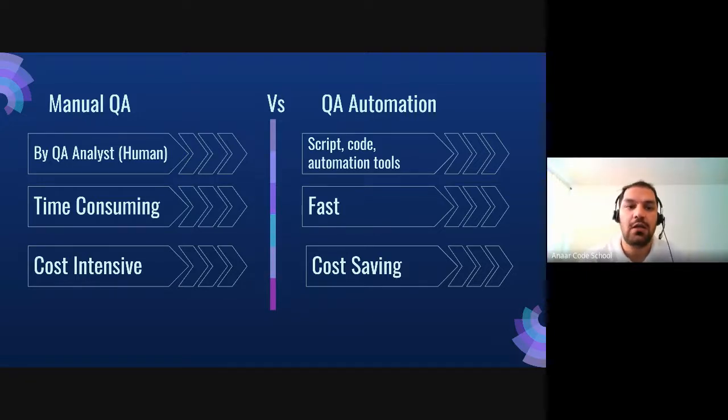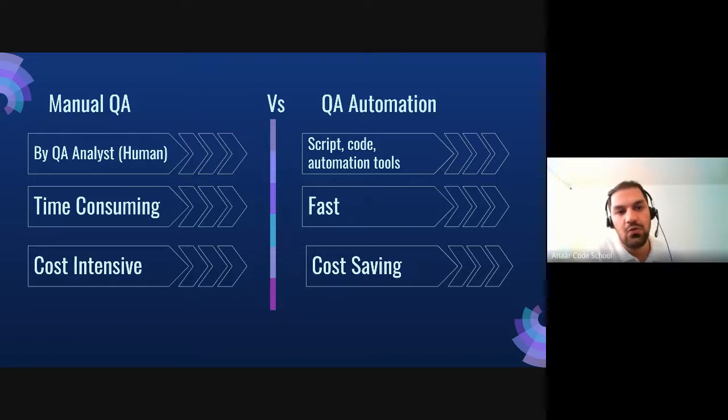And that's why the role of QA is so important. Every company has heavily invested in quality assurance, because they are hiring hundreds and thousands of people to test their software before it gets to the market. That's what manual QA is all about.